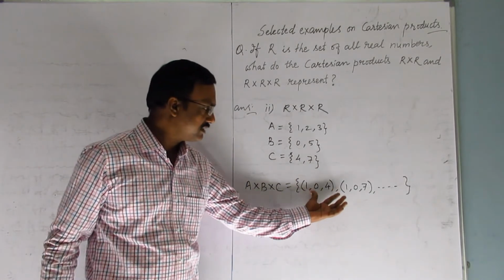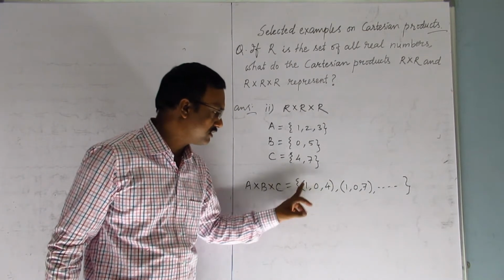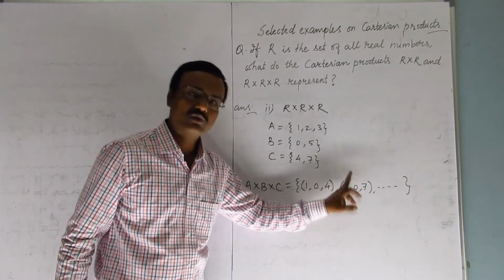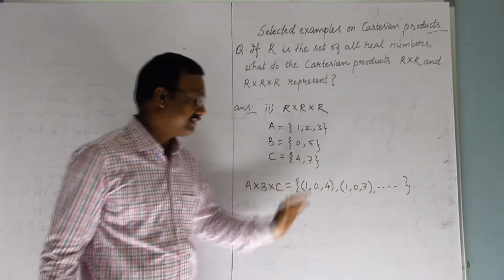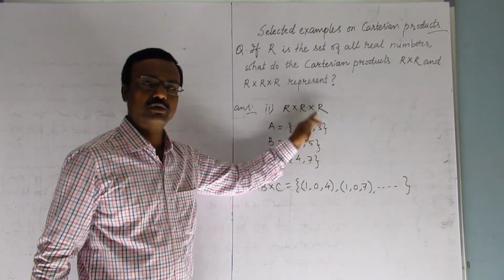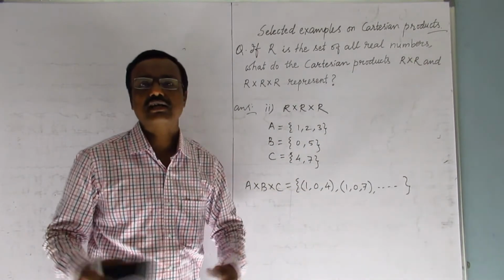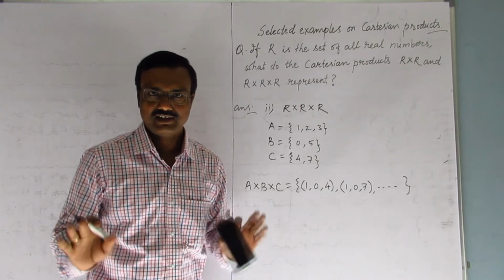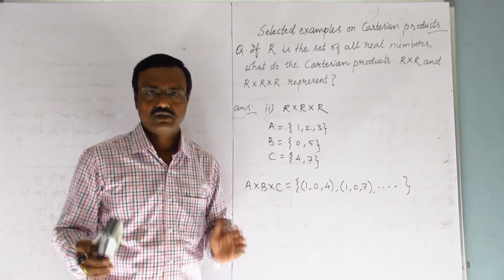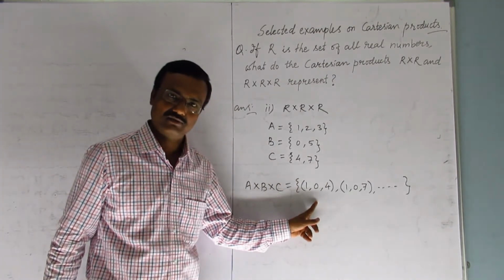So what do these elements represent? 1, 0, 4: this is the x coordinate, this is the y coordinate, this is the z coordinate. That means A cross B cross C, or R cross R cross R type of Cartesian product, represents points in the three-dimensional plane. Very simple. R cross R cross R type of elements represent points in three-dimensional space, as you can see.